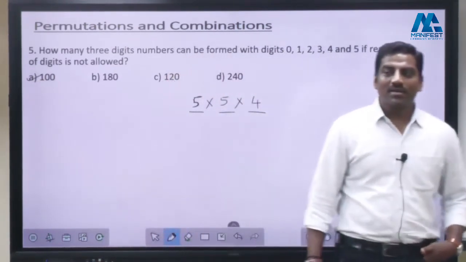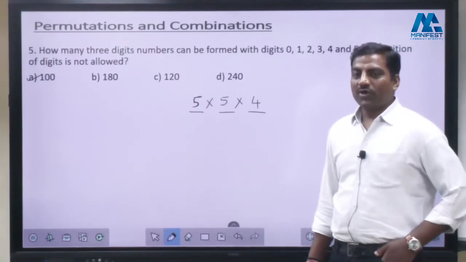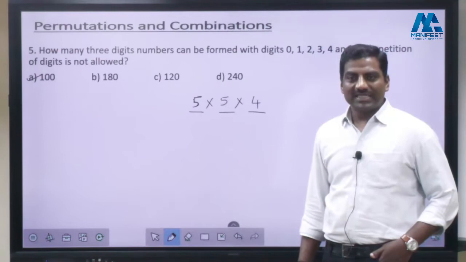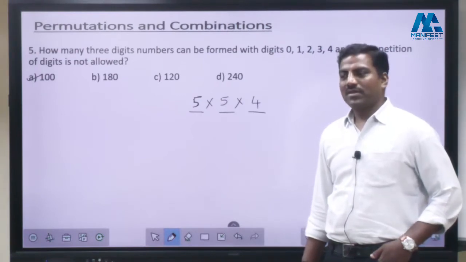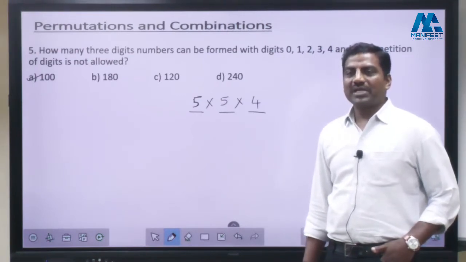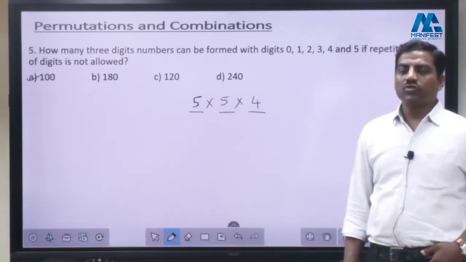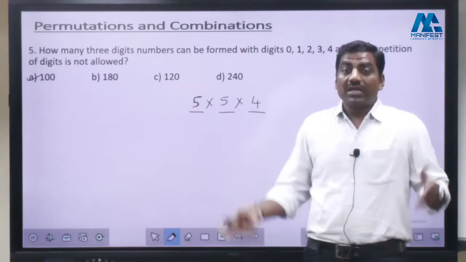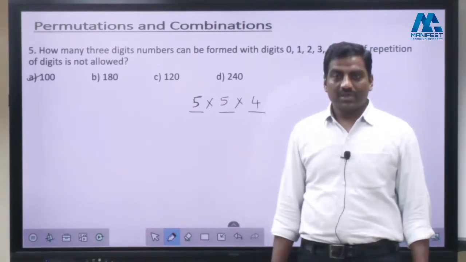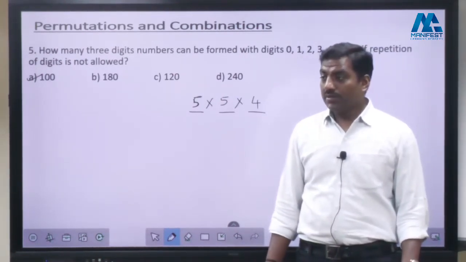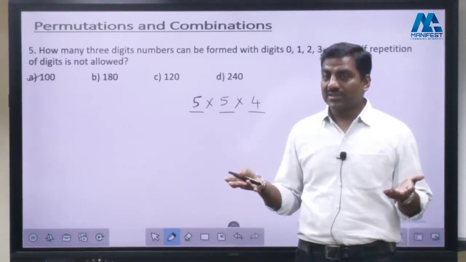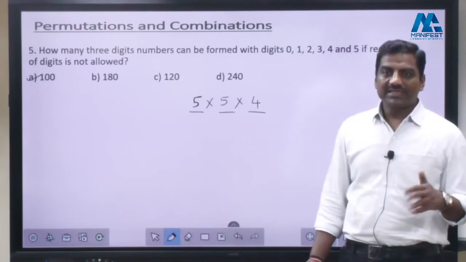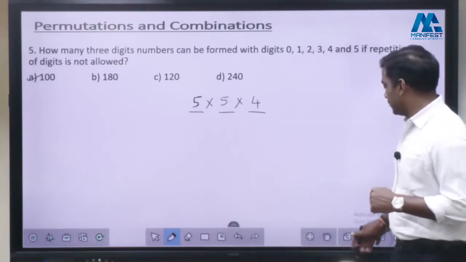Fun? Am I using any formula? Fine? Okay, are you able to digest? Only thing you have to do is imagine correctly. First place should not be filled with 0. When repetition is allowed, you can have the maximum number of choices. When repetition is not allowed, then you don't have the maximum number of choices. The numbers you have already used, you have to forget them. Yes, done? Next question.